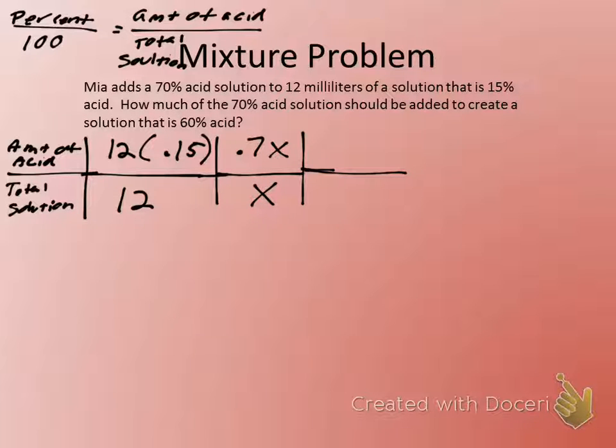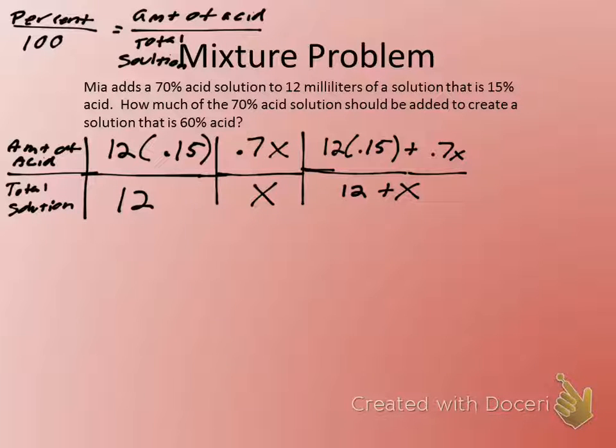Okay. And then this last column, so this is our original column, this is our adding to column, and to make your new solution, which is what's going to go here, you're going to add those two things together. So 12 times the 0.15 plus the 0.7x to get your strength over the amount of solution that you're going to have, which is 12 plus x. So this is the one side. This is this part. Okay, it's the amount of acid in our new solution over the total solution.